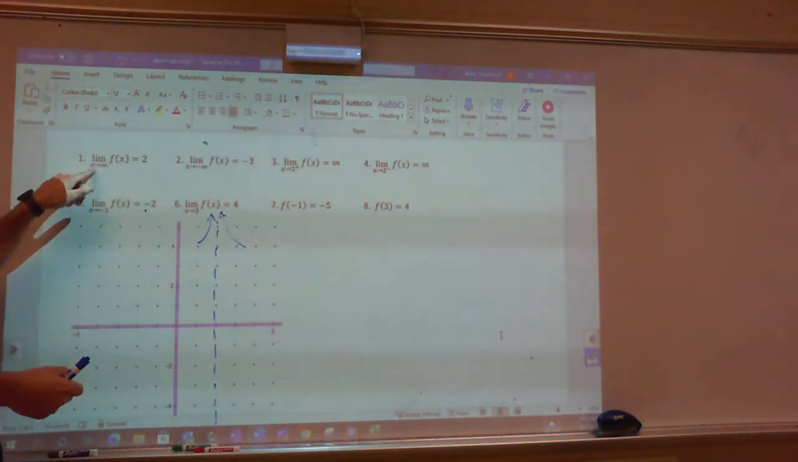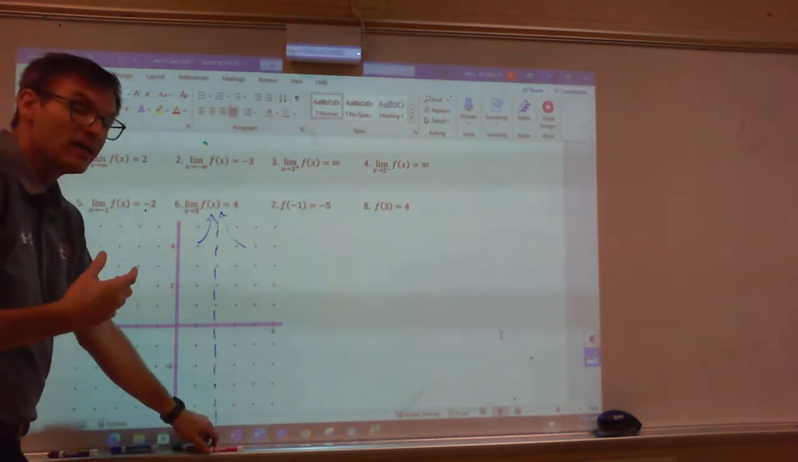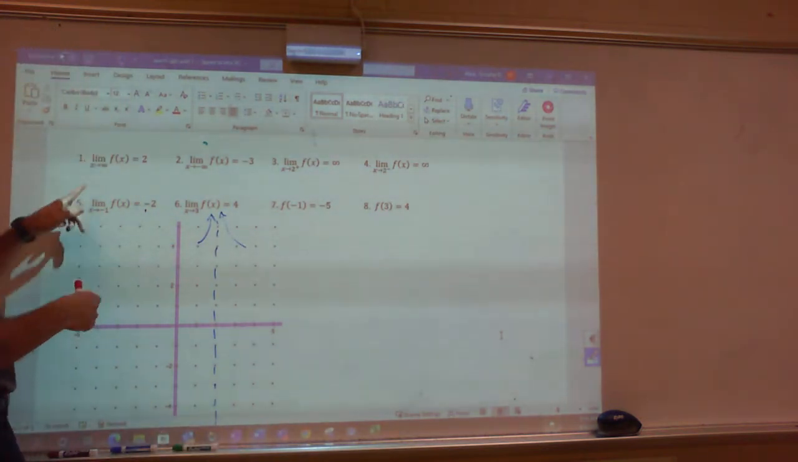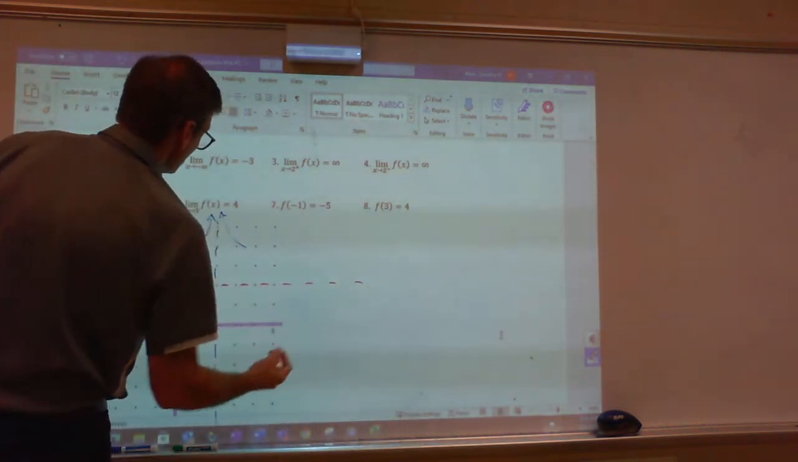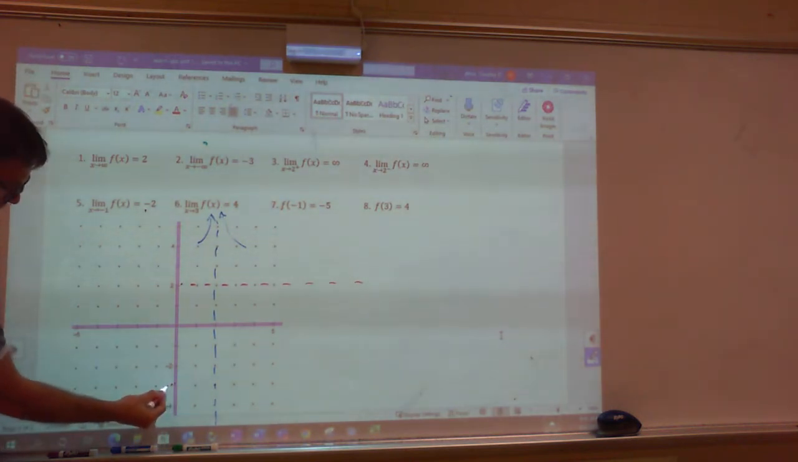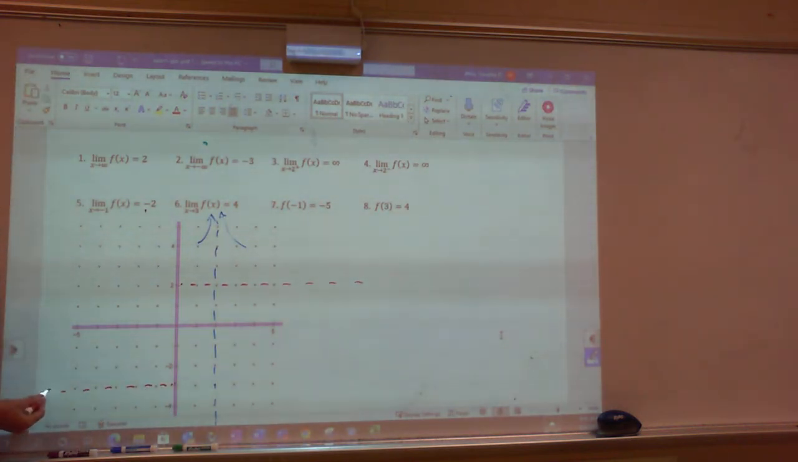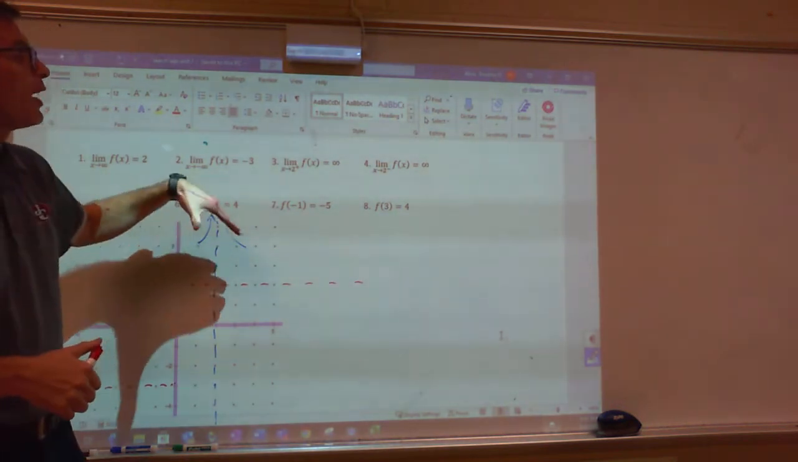Anytime x is going to infinity or negative infinity, it's talking about a horizontal asymptote. Here's a case where we have 2 horizontal asymptotes. As I go to the right, I'm going to a positive 2. And as I'm going to the left, I'm going to a negative 3. And asymptotes are end behavior. They're telling me where my graph ends.